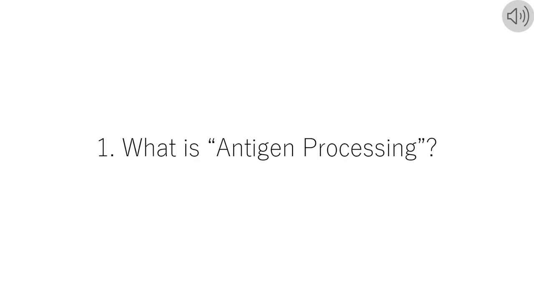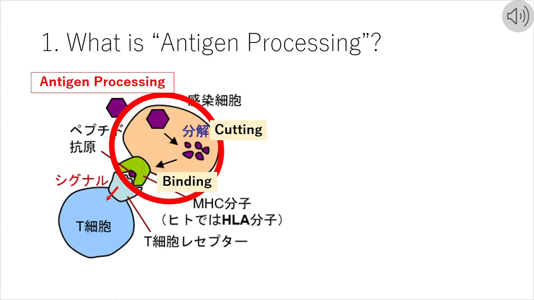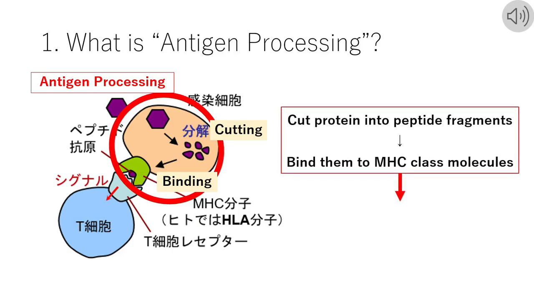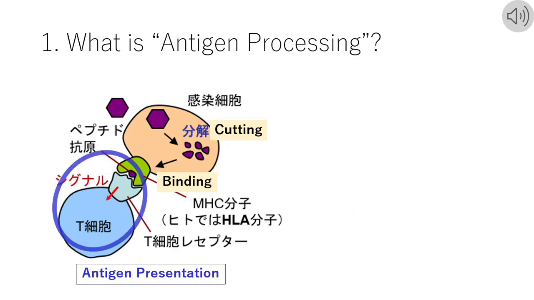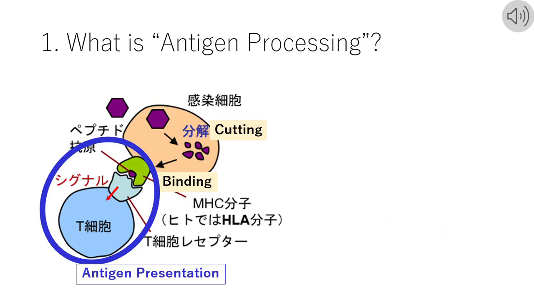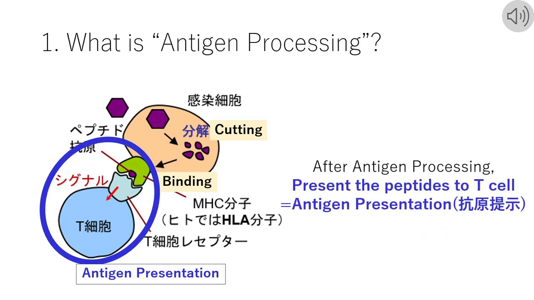First, what is antigen processing? It is the process of a protein being cut into peptide fragments, and the peptides bind to MHC molecules. After antigen processing, the cell presents the peptides to T cells, which is called antigen presentation.